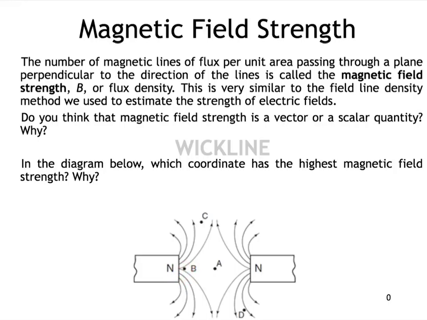Do we think that the magnetic field strength is a vector or scalar quantity? The magnetic field strength is B, and it's representing the flux density. So, vector or scalar? Well, because magnetic fields are associated with direction, meaning that they'll always leave the north end and enter the south end, they are considered vectors. And in this diagram, the highest magnetic field strength would be at B, if given the choice between A, B, C, and D. So I'm going to go with B.